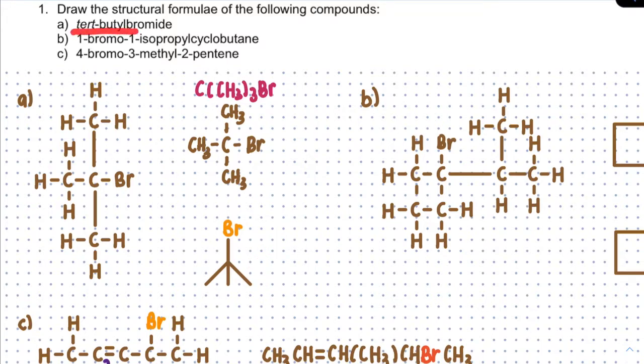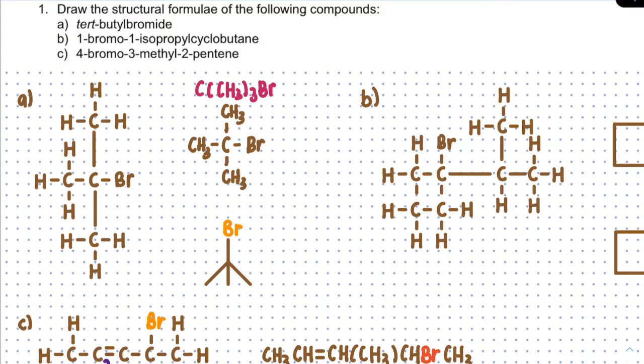For the tert-butyl, to remember it, it looks like a chicken's foot. It has the shape of a chicken's foot. And then we have 1, 2, 3, 4, 4 carbons. And on this carbon attached to it, we have another 3 carbons. So this is the tert-butyl bromide.